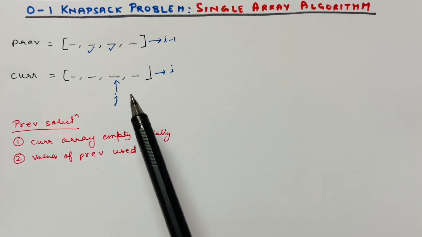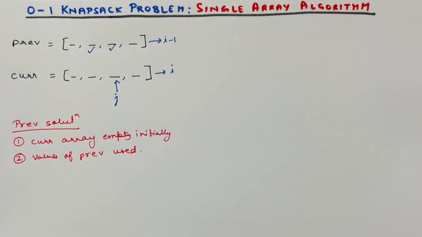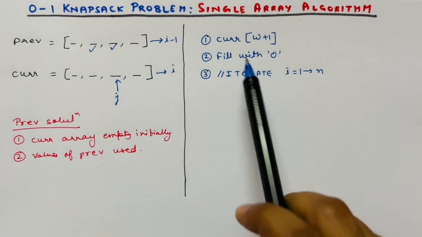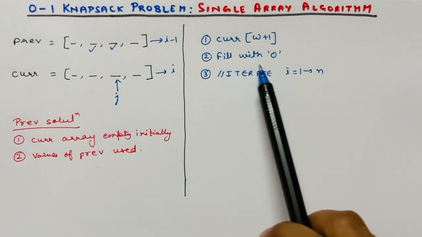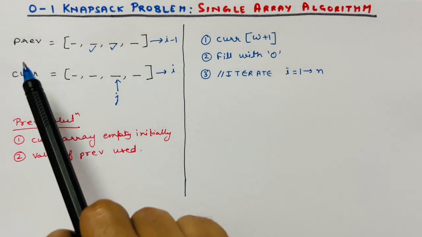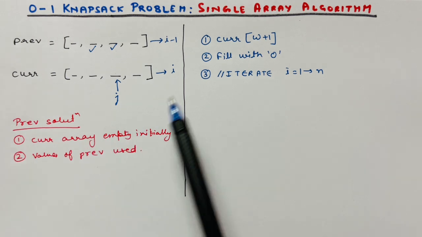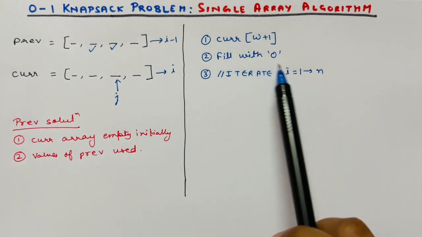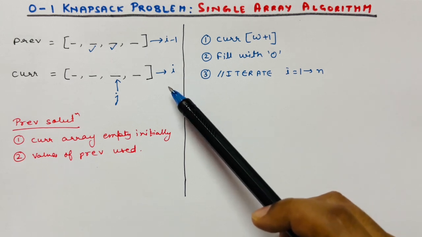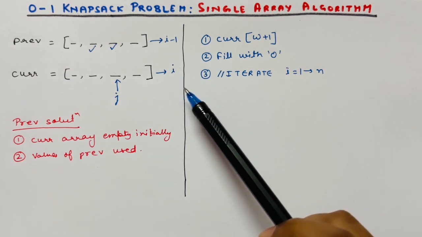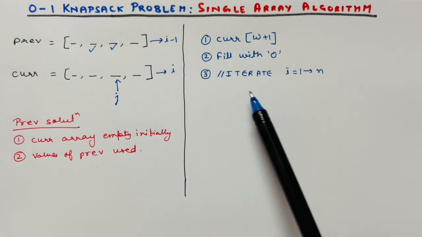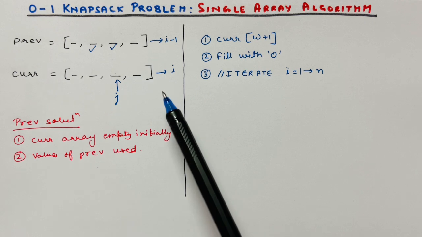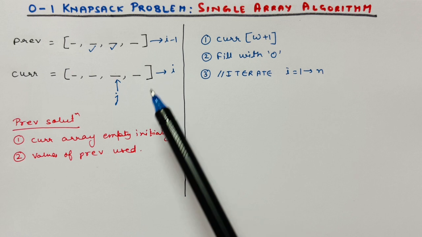Now let us try to formalize our thoughts into an algorithm. So clearly we need one array current of size w plus 1. We will initially fill it with zeros as we did with the previous array in the previous solution. Once we have filled this with 0, we have to iterate for all i's. So we will iterate for all i's from 1 to n. Now at this point, in every iteration, we will have some values filled in this current row, but these would be corresponding to the values at i minus 1.